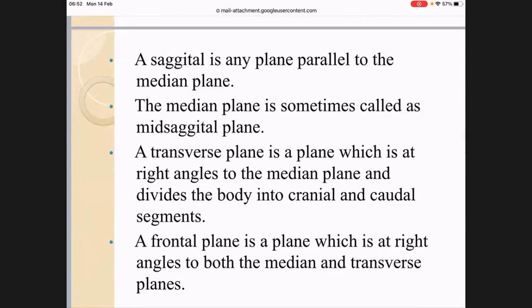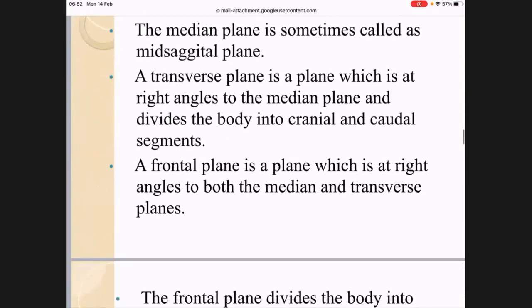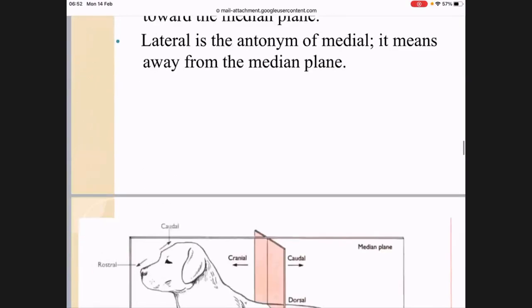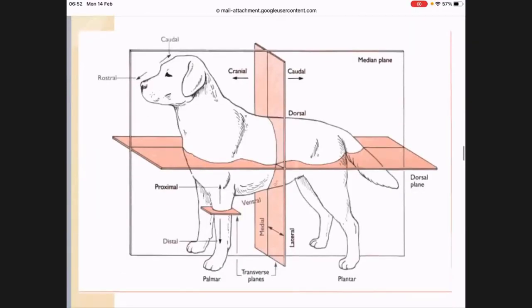These are different planes: sagittal planes, median plane, transverse plane, and frontal plane. This gives you an idea. What is the median plane? It divides the body into right and left equal halves. The dorsal plane divides the body into upper and lower segments. And the transverse plane divides the body into a front and a back.